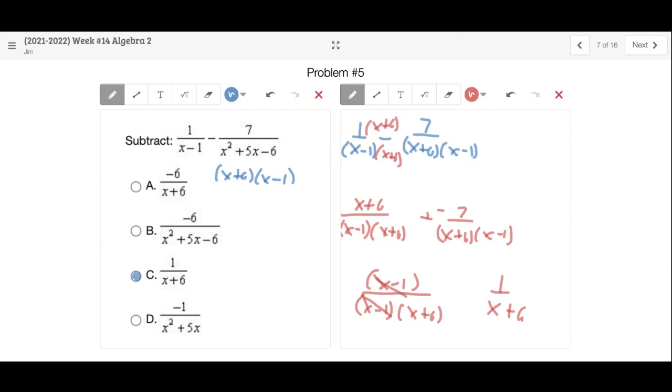Letter C is correct. Love these problems. Some of you are going to struggle. There's no question.